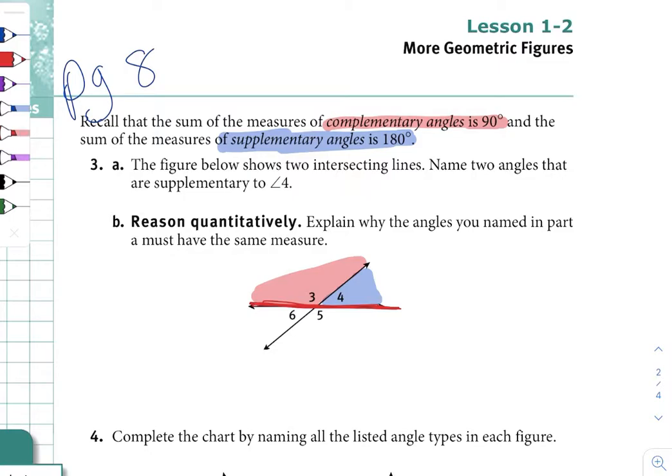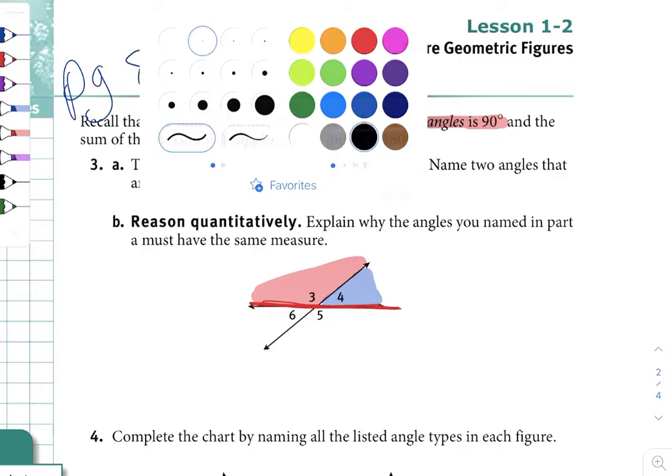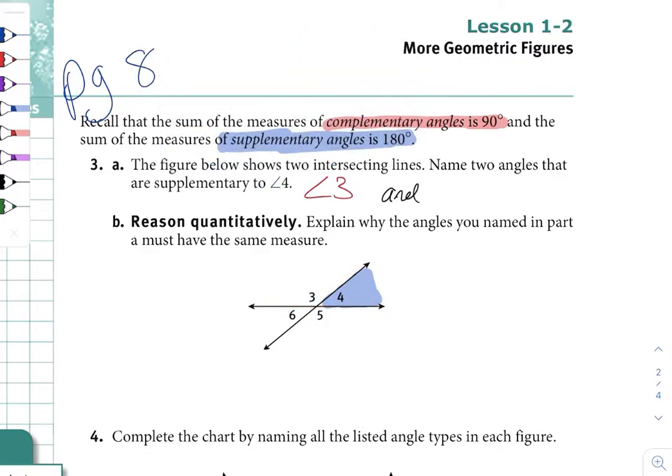So name two angles that are supplementary to 4. Well, one of them is angle 3, and let's reset here. And it looks like here's another straight line. So here's another straight angle that makes 180 degrees. That includes angle 4. The angle missing from that is angle 5. So those two angles are supplementary and make 180 degrees. So angle 3 and angle 5.